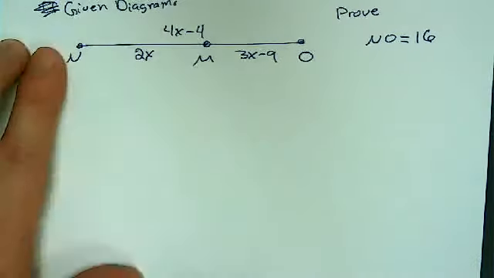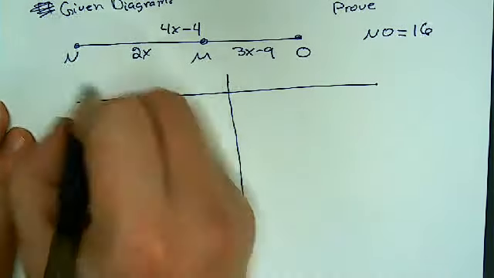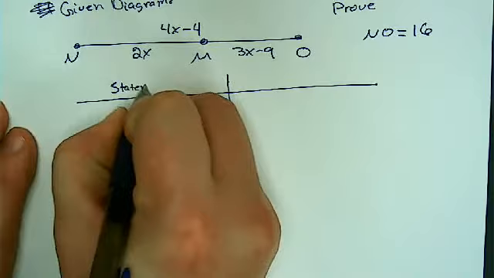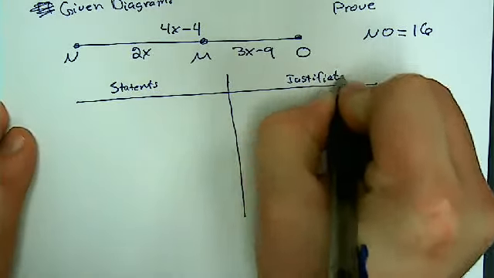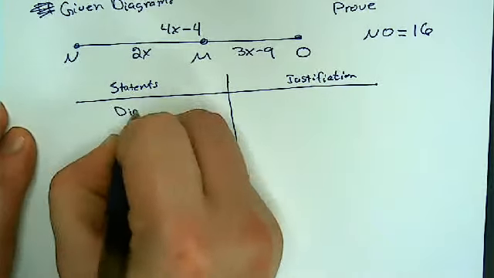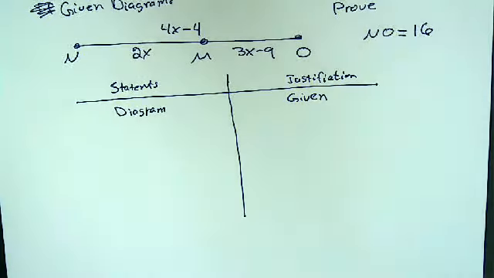All right, so there's our given. That's what our goal is. Make our tree. So we've got our statement, justifications. The diagram is our given. But from the diagram, do I know anything?